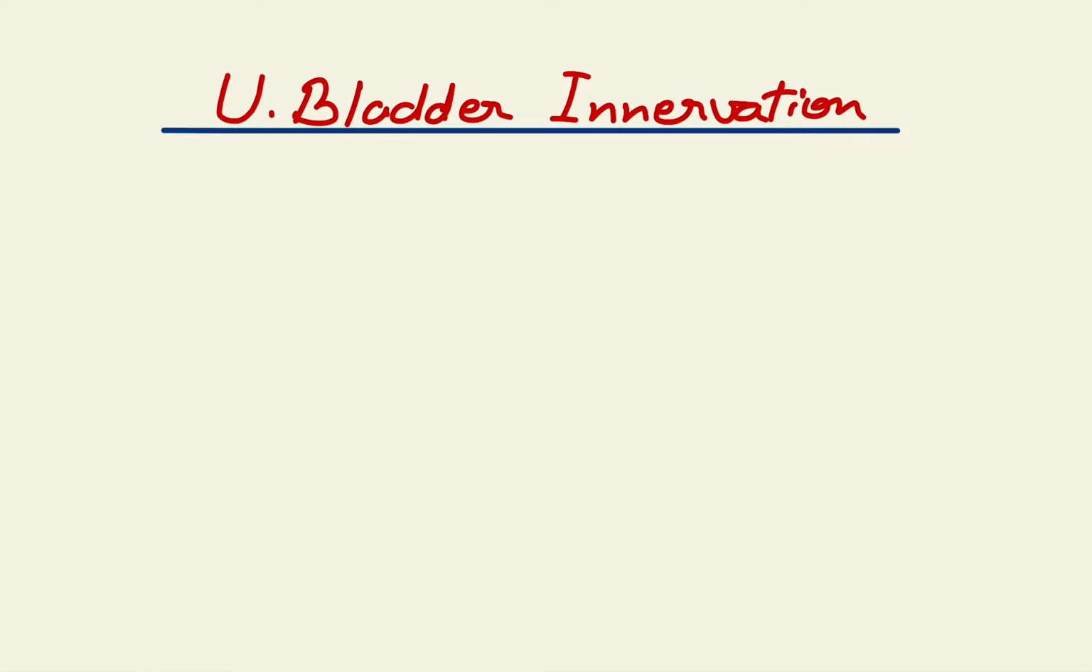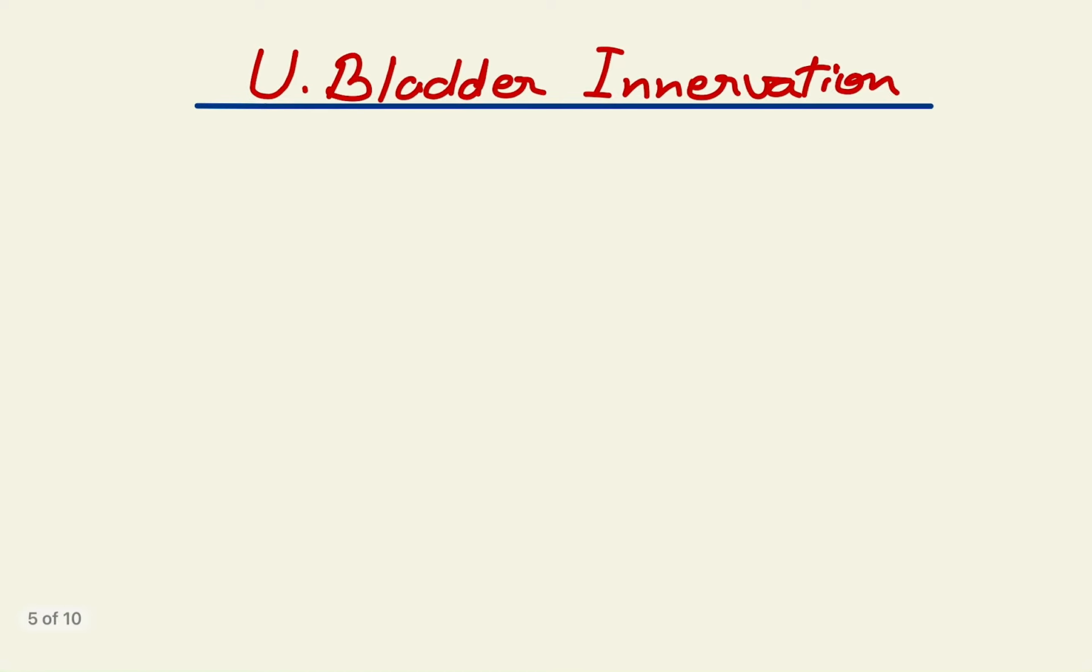Today we are going to discuss a short topic about the urinary bladder innervation. So what are the nerve supplies of the urinary bladder? Let's jump into the topic straight away. To start with, the urinary bladder has basically three peripheral nerves supplying it.